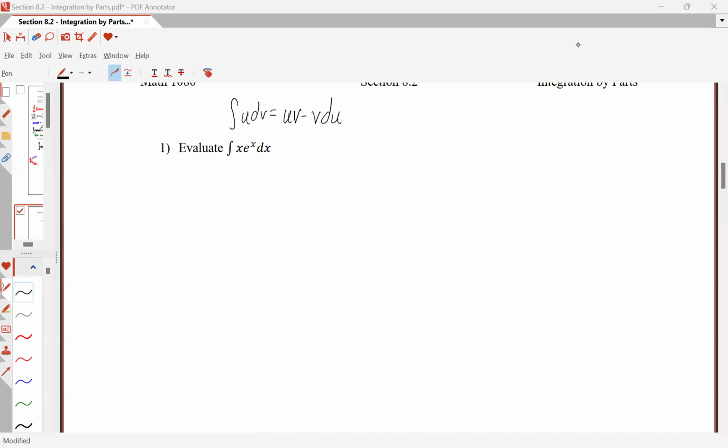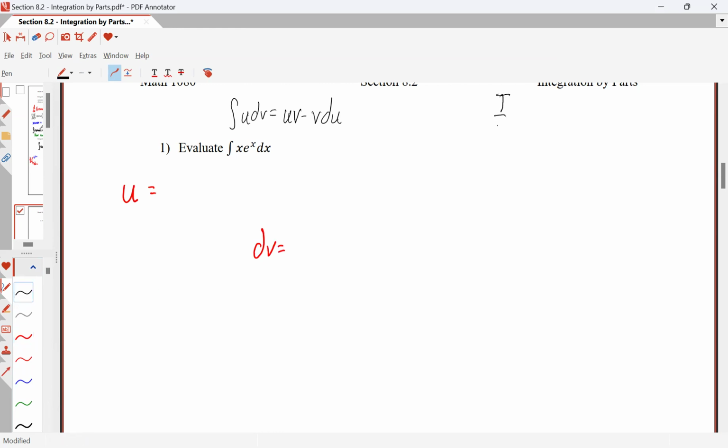Well, in this video, we are going to take a look at a couple examples of using integration by parts. And the first example is taking a look at the integral of x e to the x dx. So we have, from the last video, our integration by parts formula: the integral of u dv is equal to uv minus the integral of v du. So we want to identify a function to be u and something to be dv.